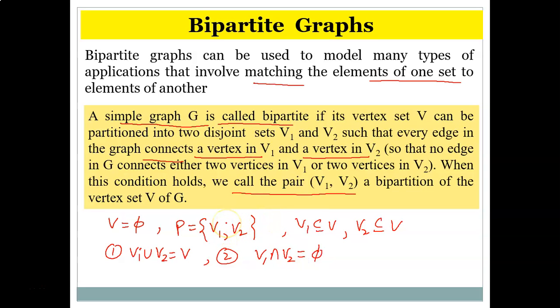So a graph is said to be a bipartite graph if the vertex set can be partitioned in such a way that the 2 vertex sets are disjoint, and there must be a connection, an edge, between a vertex of one set and a vertex of the other set. Let us see this.